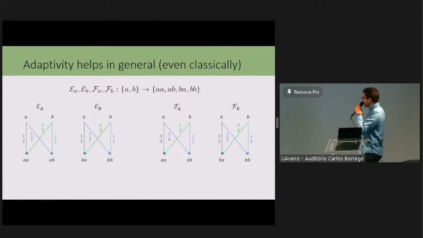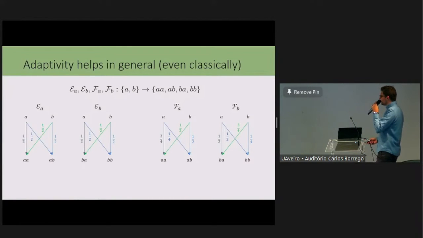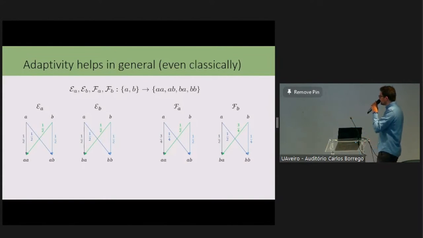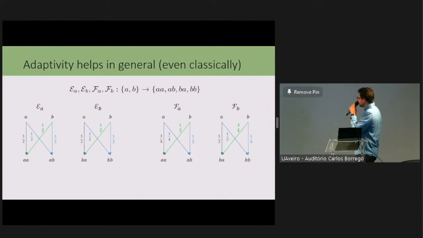We have four channels, E_A, E_B, F_A, F_B, which take one classical input bit to two classical output bits, and they work like this. Essentially, E_A and E_B are both maximally mixing whatever you put in. You get a mixture of two output states, probability 1/2, but which two states you get exactly is different. Here the first output bit is A, and here the first output bit is B. And the idea with F is that for one of the inputs, you get the same mixture, but for the other one, it prioritizes one of the two input states. Then again, F_A has A as the first output bit, and F_B has B as the first output bit.